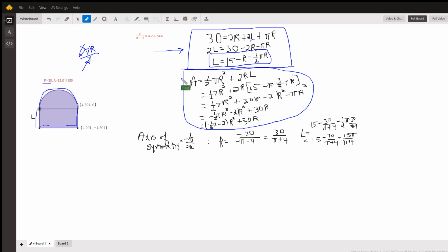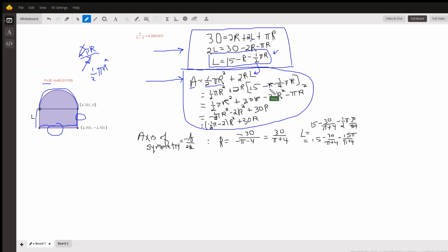Now we need to worry about the area. The area is the area of the semicircle. Area of a circle is pi r squared. So the area of a semicircle will be half of that. That's what this is. Plus the area of the rectangle will be this dimension times this dimension, 2RL. But we've seen that L is this expression right here. So if we substitute this in for L, we'll have a function of area depending on R.